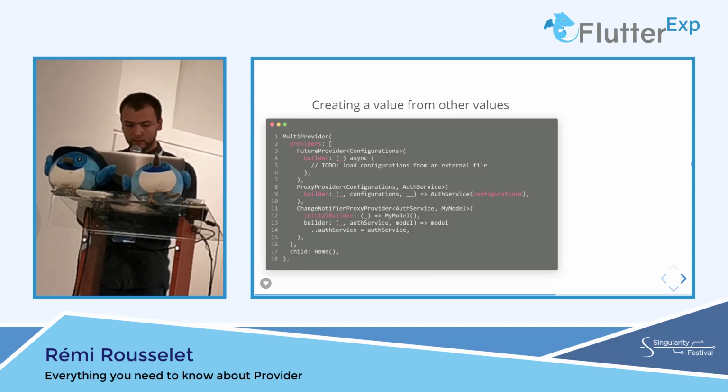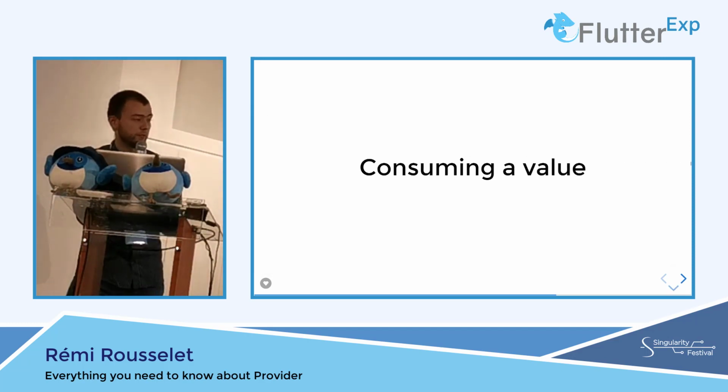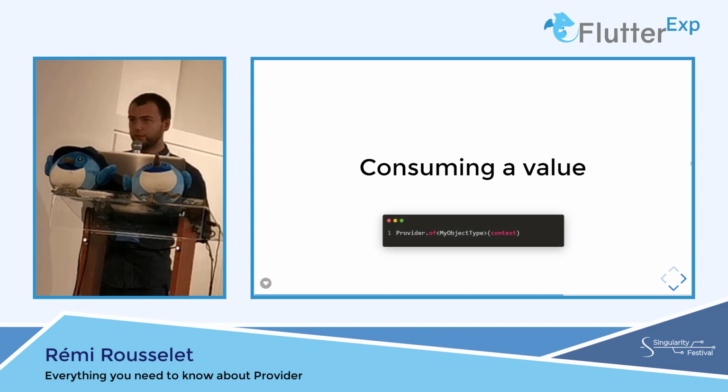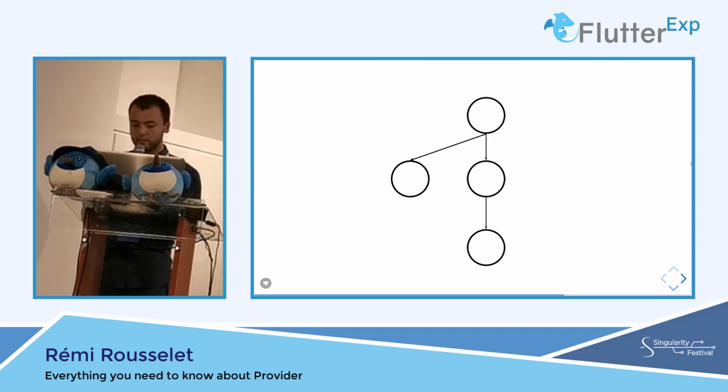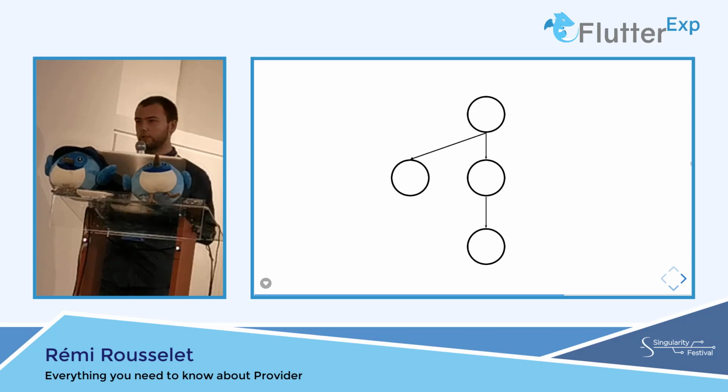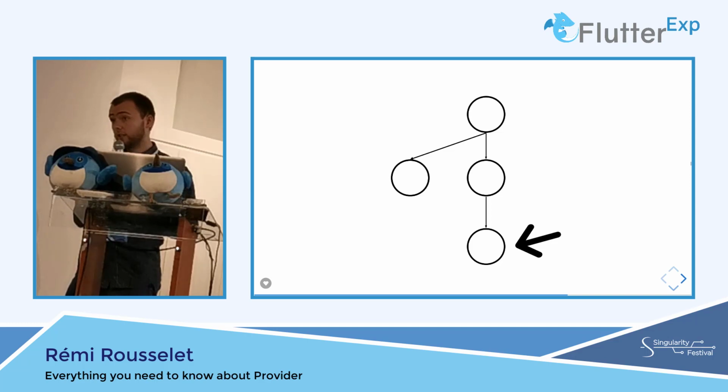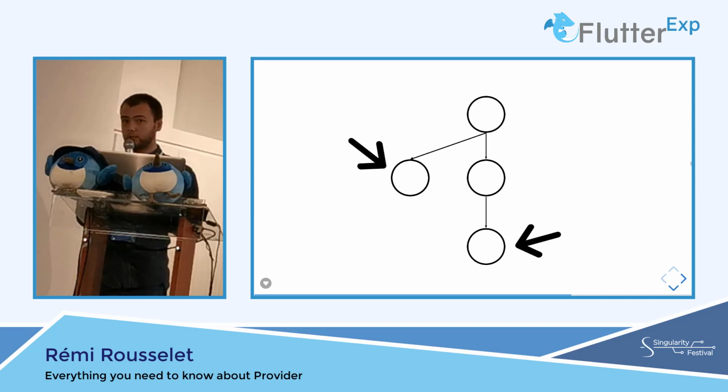Okay. Now on to consuming a value. That's very straightforward. It's just provider.of, and you specify the type of the object that you want to consume. But then the question is, if you're unfamiliar with Flutter, you may think, but what is context? Well, context represents the location of a widget inside the widget tree. So for example, this widget has a context, and this widget has a context too. In fact, all widgets have a context, and each context is independent from each other. They're unique.